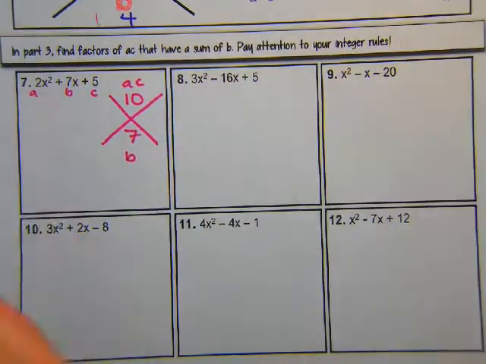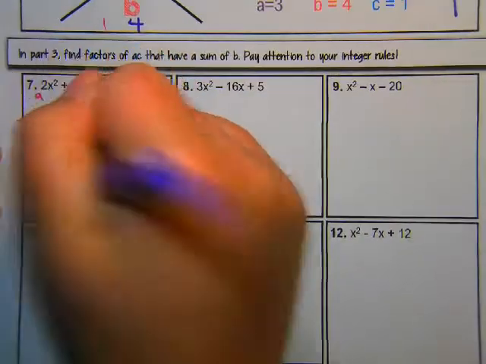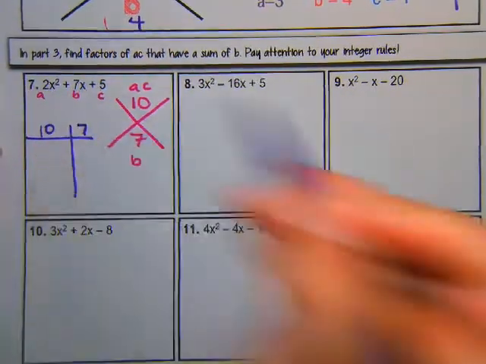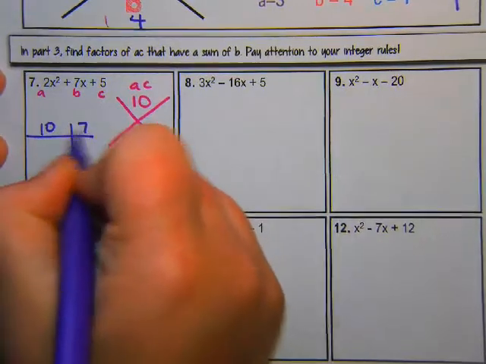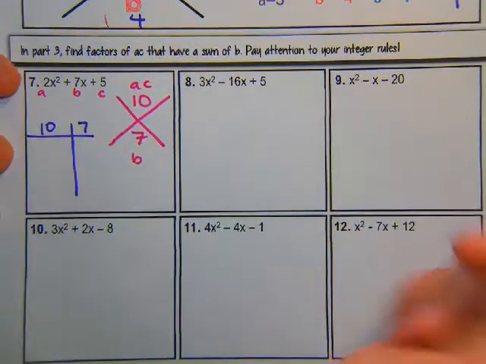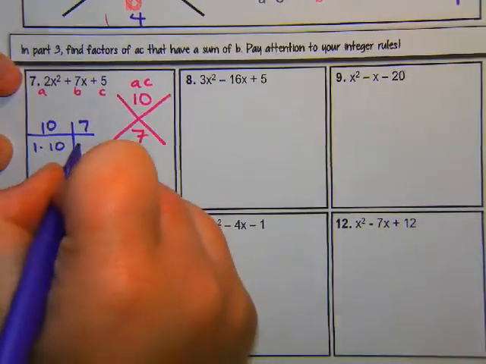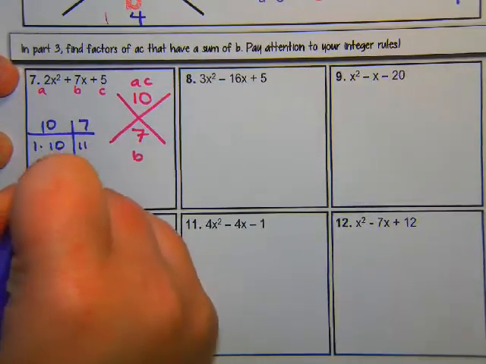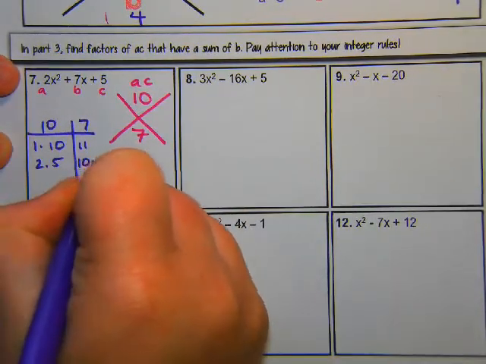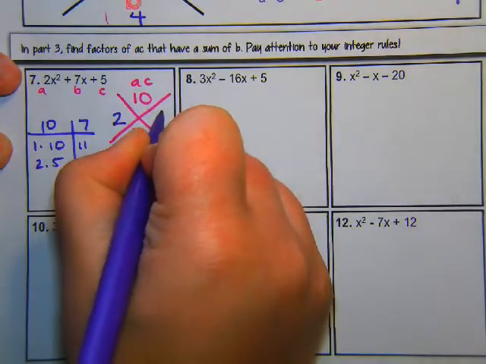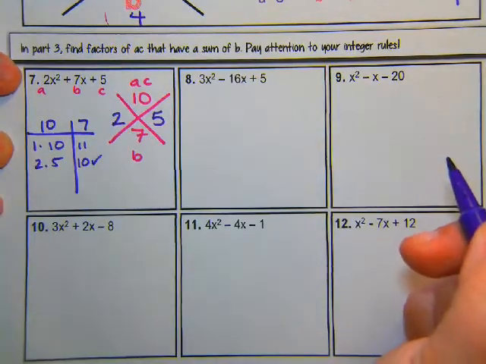Now, I have this. I need to find, well, what numbers multiply to 10 but add to 7? Again, since they're both positive, both of the factors will be positive. 1 times 10, that's 11. Nope. 2 times 5, that's 10. Great. So my factors are 2 and 5. Let's do the next one.